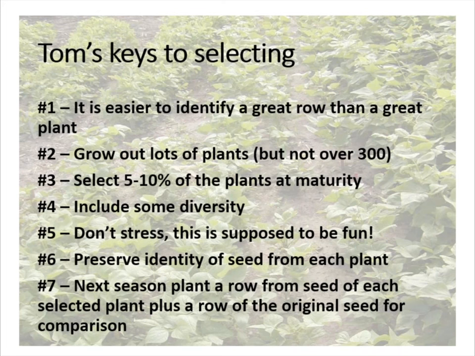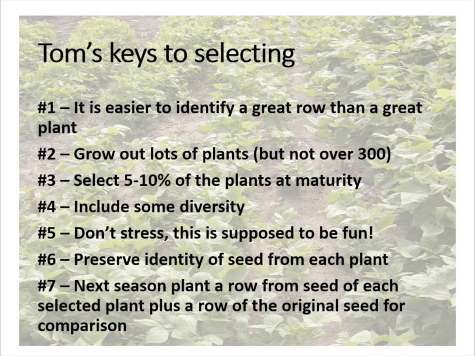Keep it fun. The 6th one is preserve the identity of the seed from each plant. Remember I said you identify a plant, you take all the seeds from that plant, put it in a separate bag, and then next year you grow a row from that bag. So there's some organizing you have to do, some database management, some organization of bags, but preserve that identity so that next year you can take the seed from that plant, grow it out in a row, and when you find those wonderful rows, you can then harvest all that seed within a row and use it as your new variety.